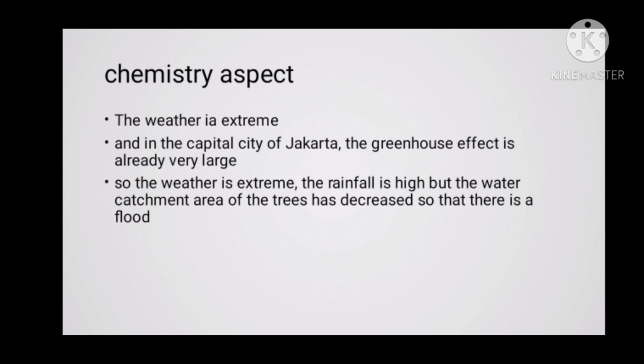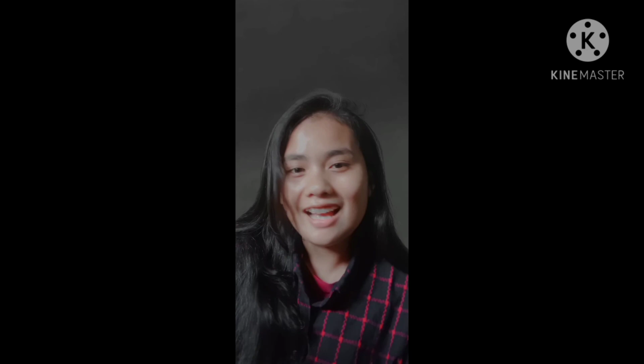And the last aspect that causes flooding is the chemical aspect. Extreme weather can cause flooding because the weather is erratic, while the water catchment area is not strong enough to hold water. Then, in the capital city of Jakarta, the greenhouse effect is already very large. So, the weather is extreme, the rainfall is high, but the water catchment area has decreased, so that there is flooding. Thank you for watching.